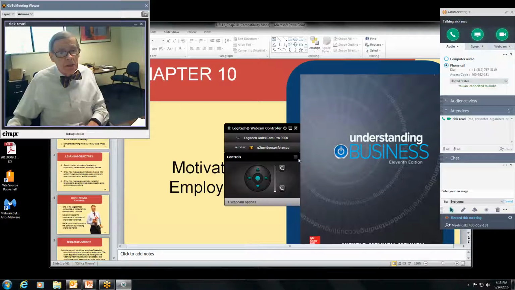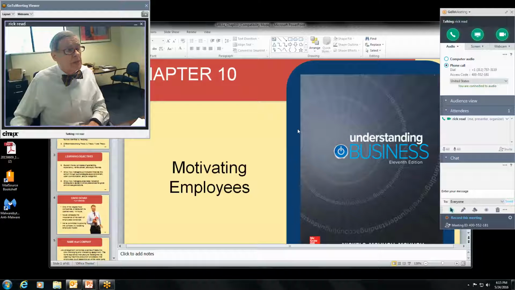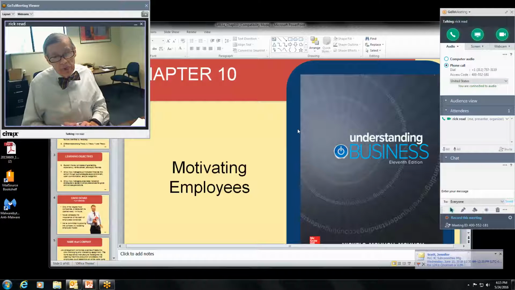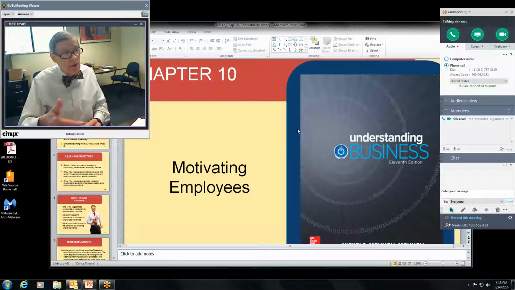We're going to talk tonight about motivating employees specifically. Then we'll move to Human Resource Management, Chapter 11, which is actually talking about finding the right type of employee and then getting that employee and retaining him or her. And then we'll move into talking about union and management issues in Chapter 12.